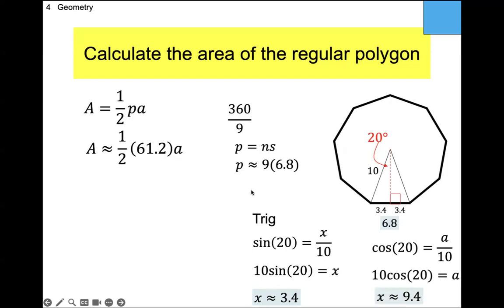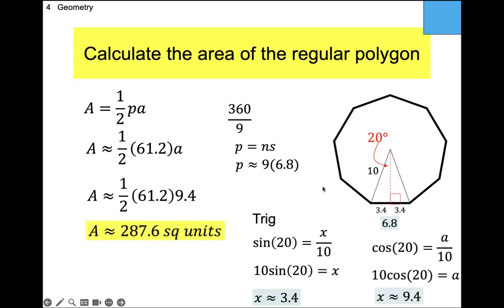There's my apothem. Where does the 9.4 go? I don't have to multiply by anything. That's just the apothem for my formula. That's just your A. Thank God for calculators. So 61.2 times 9.4 divided by 2. Round to the nearest tenth, and you get 287.6 square units.